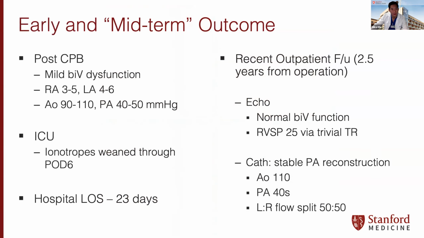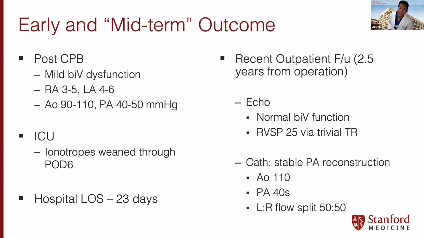So our early result from this patient: we had mild biventricular dysfunction coming off bypass, good low filling pressures on both sides, less than half systemic RV pressure. We weaned inotropes by post-op day 6. The patient was home at post-op day 23. That patient has been followed out for about 2.5 years now. There's good biventricular function in the donor allograft. The RVSP by TR jet is 25 plus the right atrial pressure.